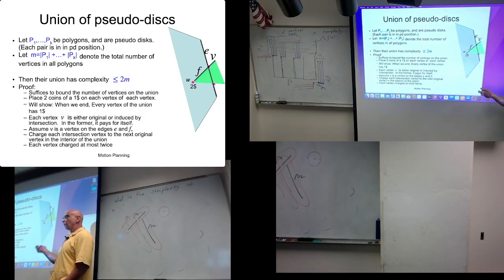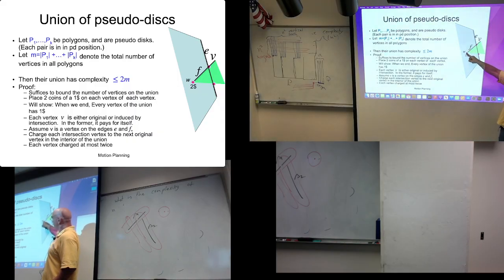I'm going to put dollars, and then I'm going to transfer these dollars between different candidates, and I'm going to show you that I never overdraft. I never have a vertex that I can't pay for. And my budget will only be 2m dollars. So how do I arrange it? I'll put 2 coins of $1 each on each vertex of any of the polygons. $2 here, $2 here, $2 on this vertex. These are vertices of the original polygons.